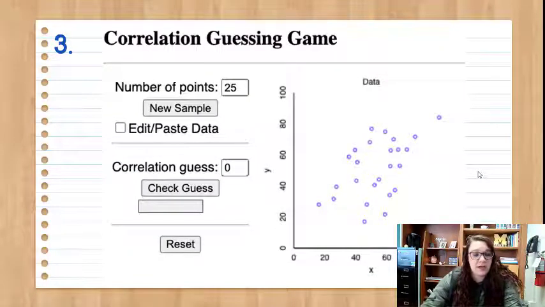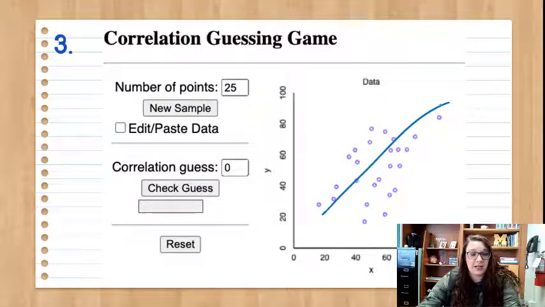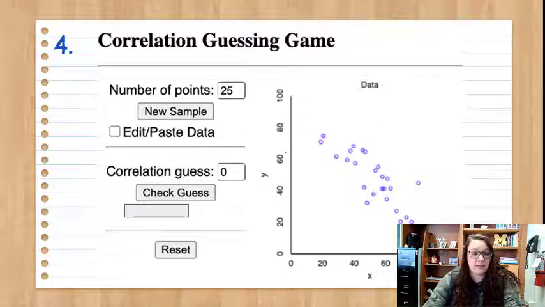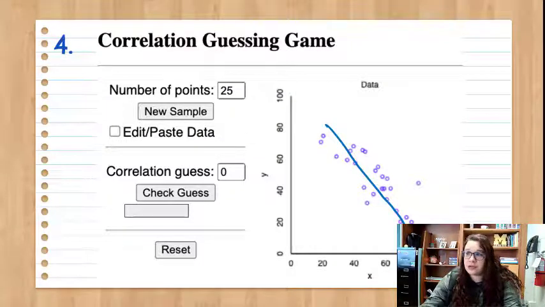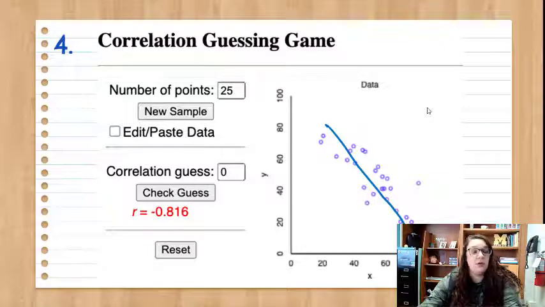Here's the next one. Again, I kind of feel like they're going up, so positive. A little bit closer than last time, maybe 0.4 on this one. 0.5, okay. Here's my last one. These ones are going down. They're relatively close together. So I know it's going to be negative, closer to -1 than to 0, maybe -0.8. Hey, I was dead on.